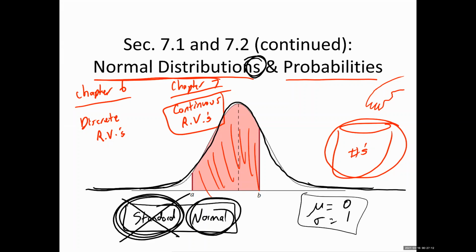Because the area is giving me a probability. So what we're going to do, remember, the goal for the day is finding areas under normal distributions. But before we find the areas, we're going to do a quick warm-up. I feel like this really helps people understand the concepts of what we're going to do today. Okay, let's go ahead and get started.